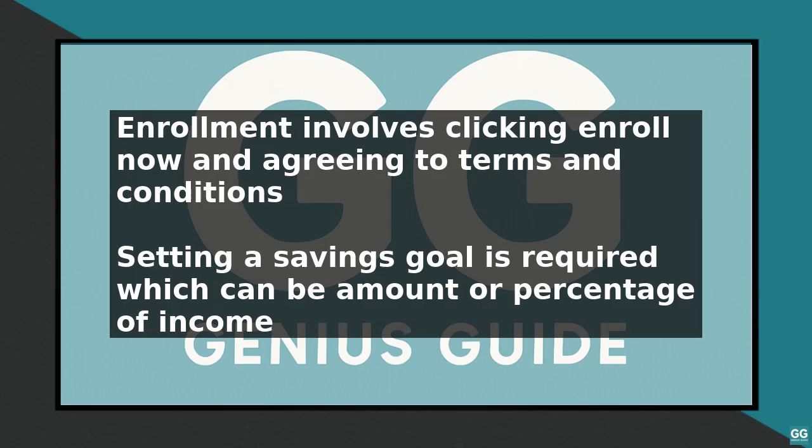the terms and conditions. You will then be asked to set a savings goal, which can be a specific amount or a percentage of your income. You can choose to save a fixed amount regularly or use the round-up feature, which rounds up your purchases to the nearest dollar and transfers the difference to your savings account.